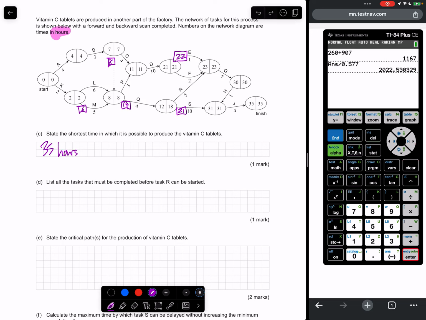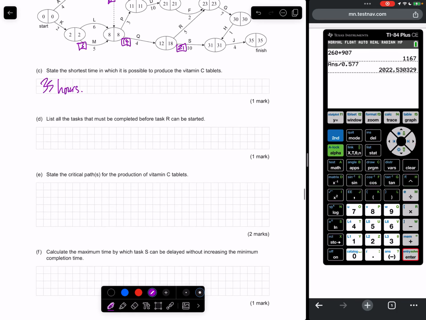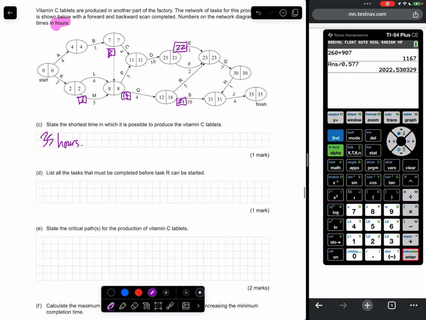Man, writing's getting... List all the tasks that must be completed before task R can be started. Well, there's a dummy link down through to R, so we need A, B. We don't need C because the dummy link comes before that. We need K, L, and M, and Q.